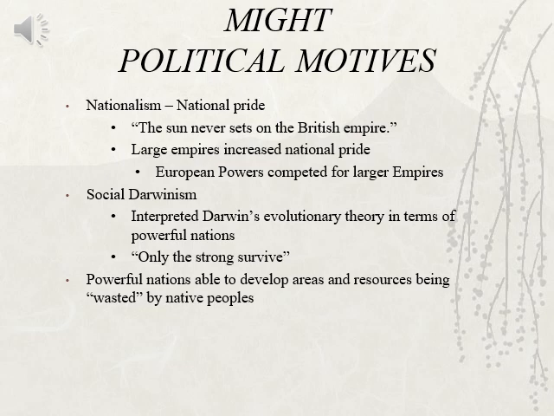that was fueled by the thought of social Darwinism. Social Darwinism interpreted Charles Darwin's evolutionary theory in terms of powerful nations, where only the strong survived, only the fittest survived. So, translating that from the animal kingdom to the political realm, only the strongest nations survived. Powerful nations are able to develop areas and resources being wasted by native peoples.